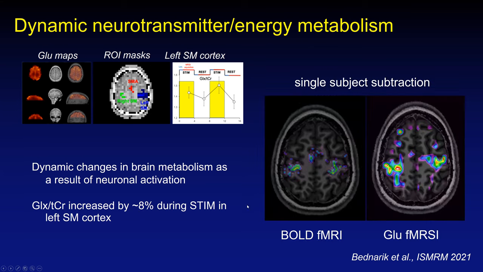8 to 10%. And here is a nice example from a single subject where we just subtracted two glutamate metabolic maps that corresponds quite nicely to the motor cortex region that was activated, also shown here by the BOLD fMRI. And this corresponds in some way with the functional MRSI experience that we have done.